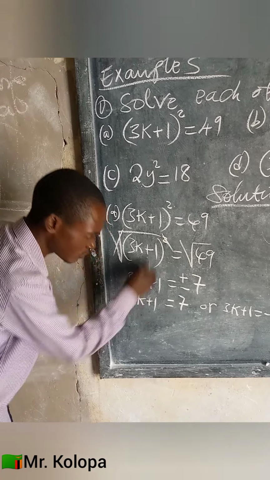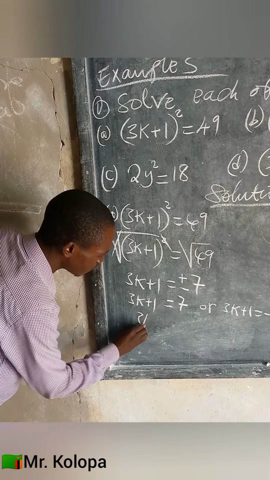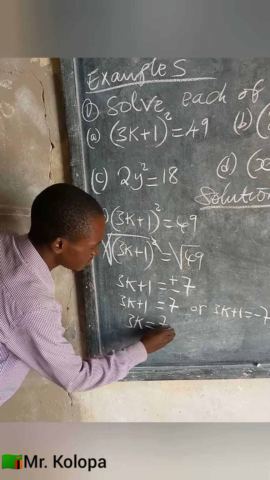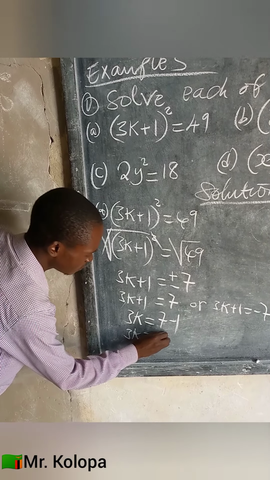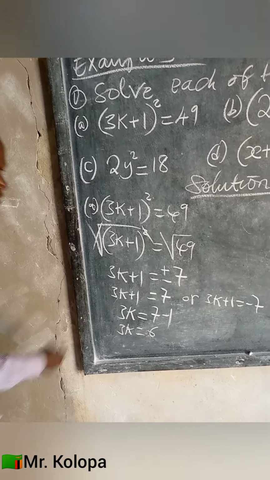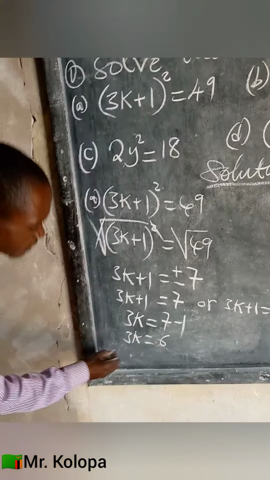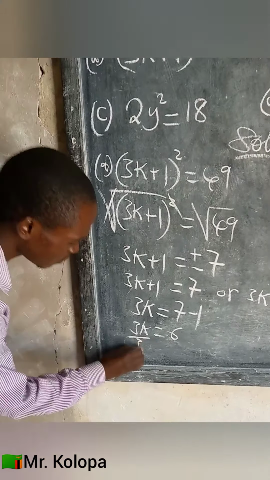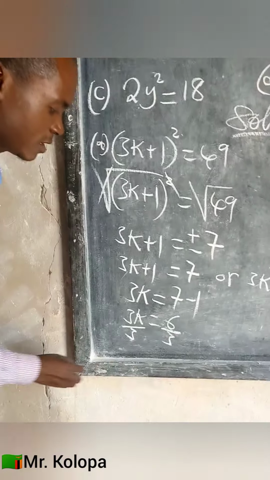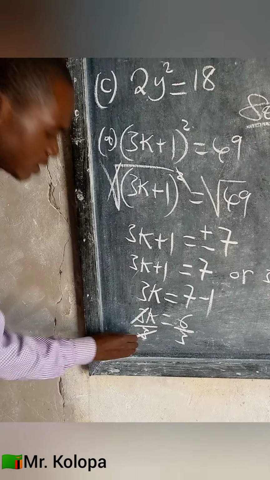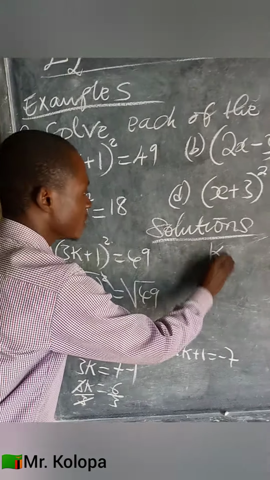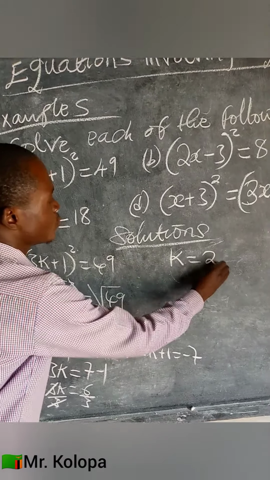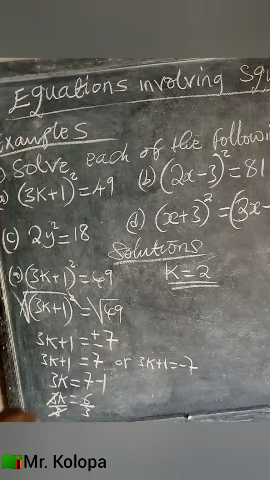The 1 goes to the other side, so we have 3k is equal to 7 minus 1, so 3k is equal to 6. Then we divide both sides by 3, and we cancel. The answer for this one is k is equal to 2.